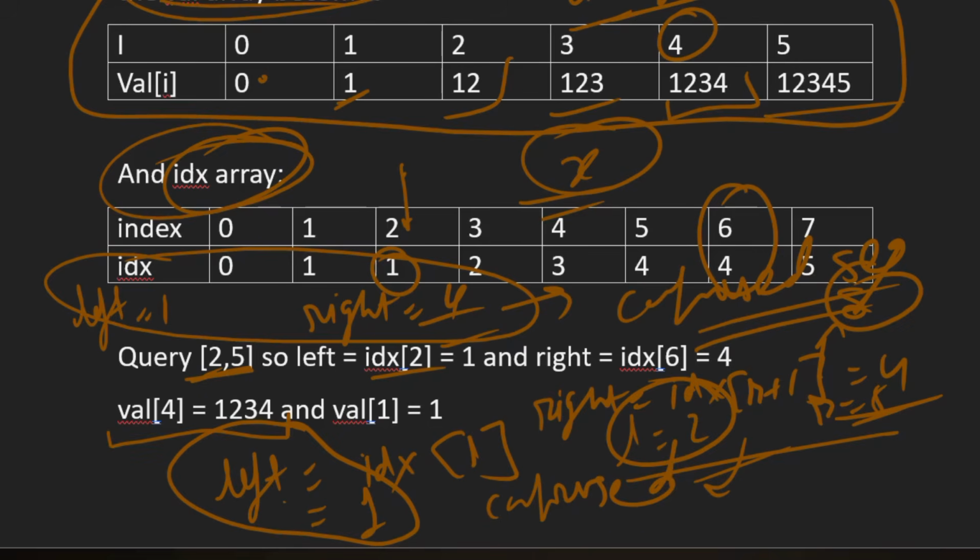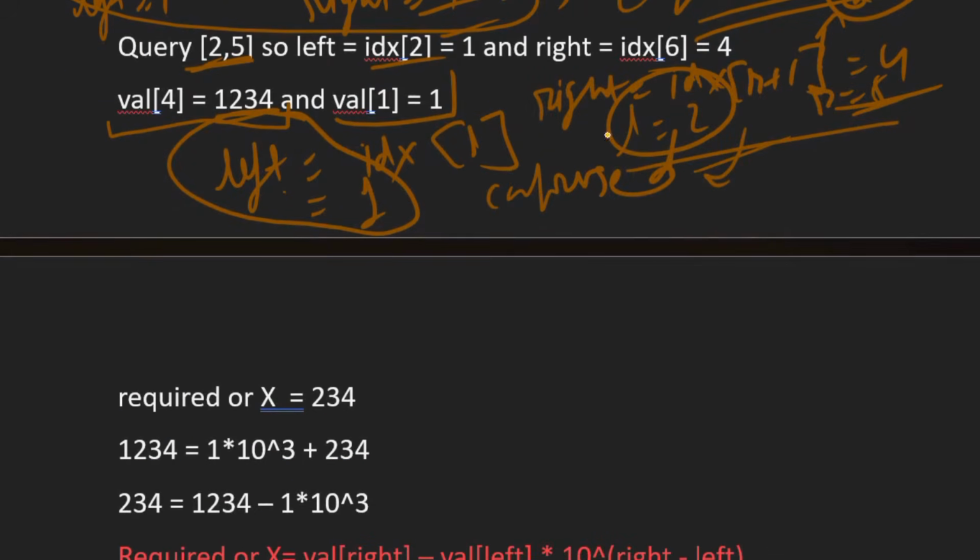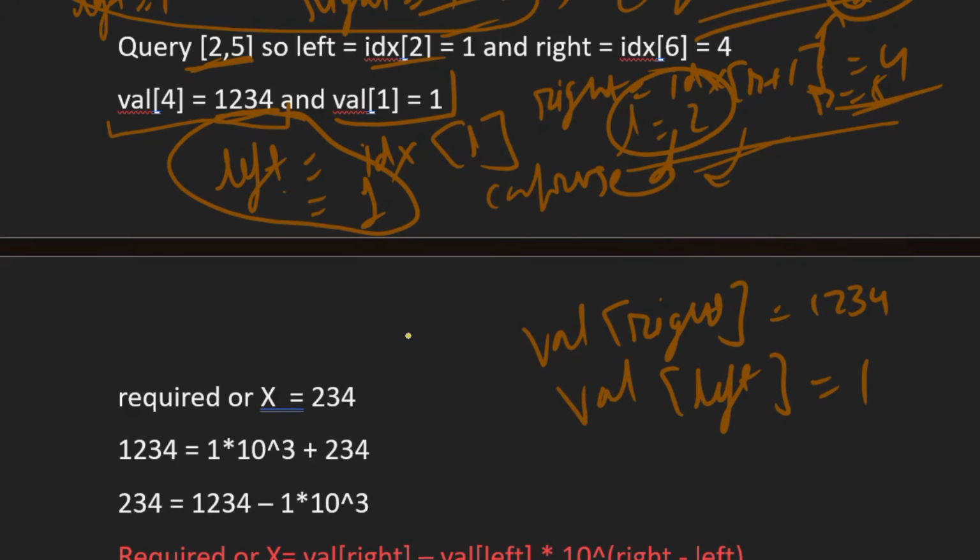So as we know, what is our value of 4? So value of 4 is 1234. And similarly, value of left is 1. So what we do is we'll take value of right, which is 1234 here, and we take value of left, which is 1. And as we know, our required value or x is 234 in the current example.